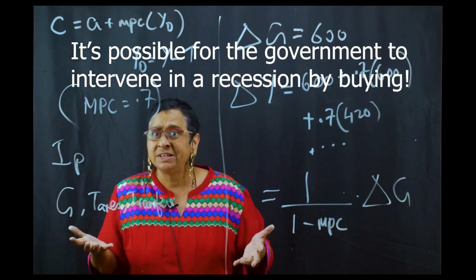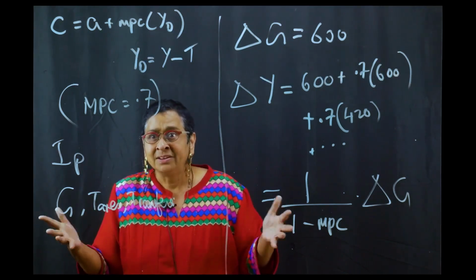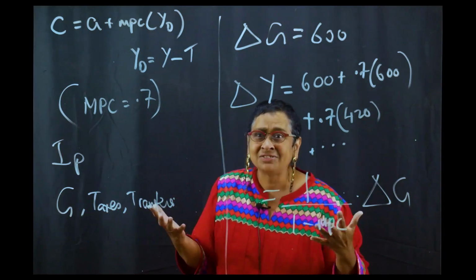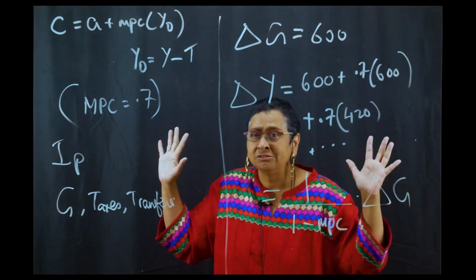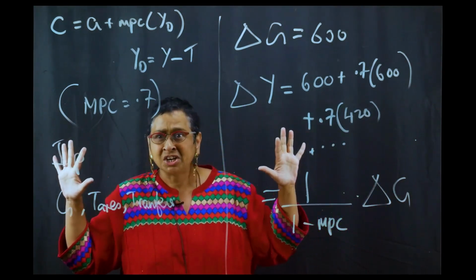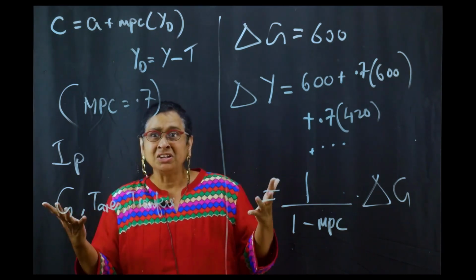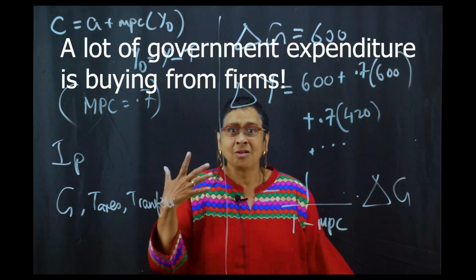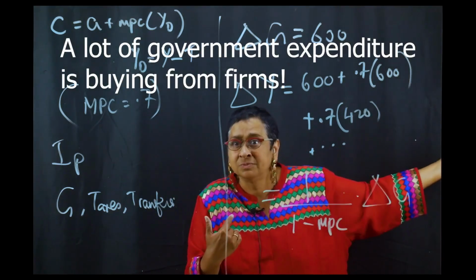So you can see that if a recession is unfolding or people aren't employed, it's possible for the government to intervene by buying stuff, by doing expenditure. And when the government does it, whether it does it by having expenditures on stuff that it itself creates, like expansion in hiring of judges or whatever, or if it does expenditures to acquire new final goods and services from the private sector, because a lot of what the government expenditure is actually buying stuff from firms.